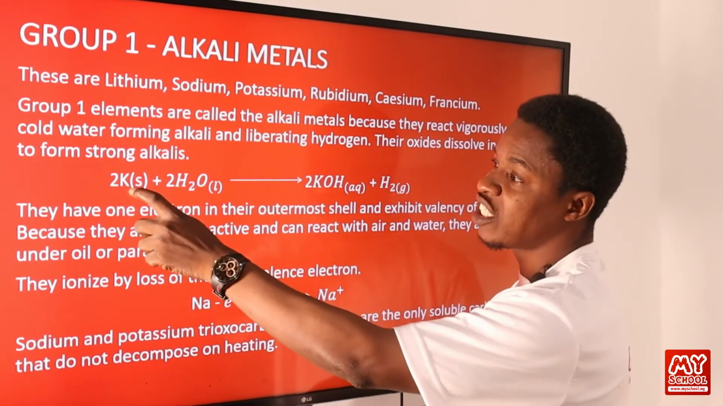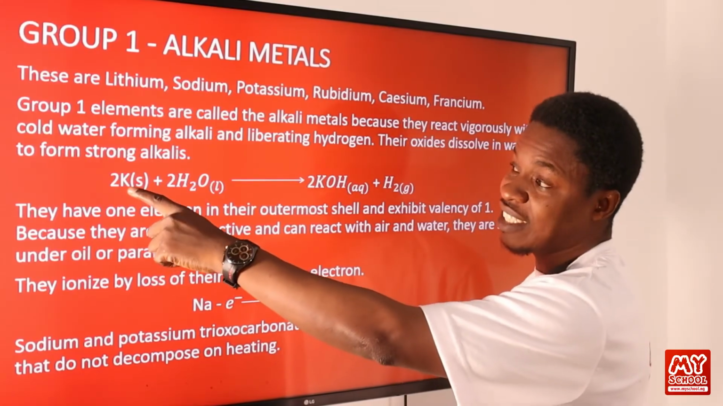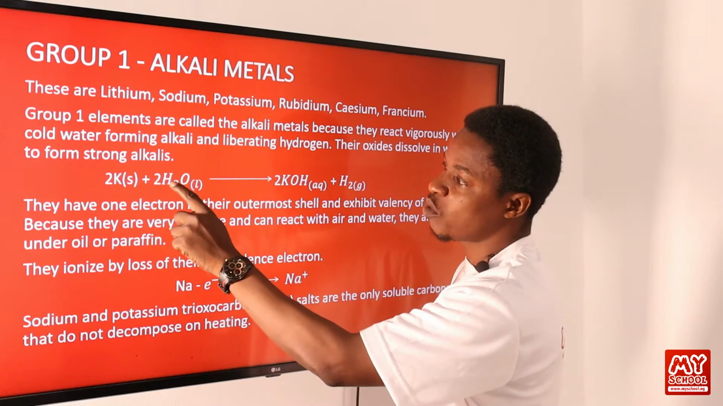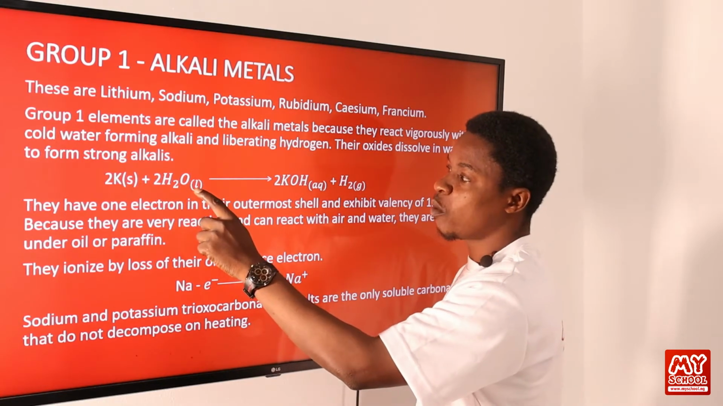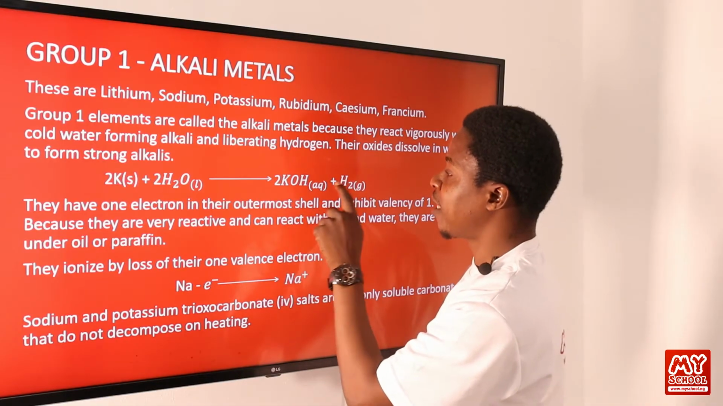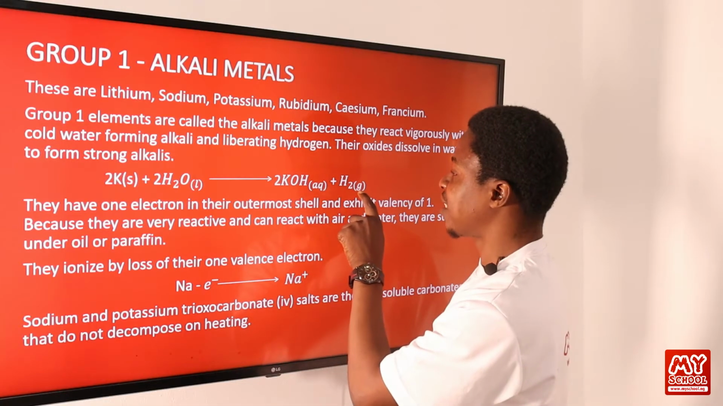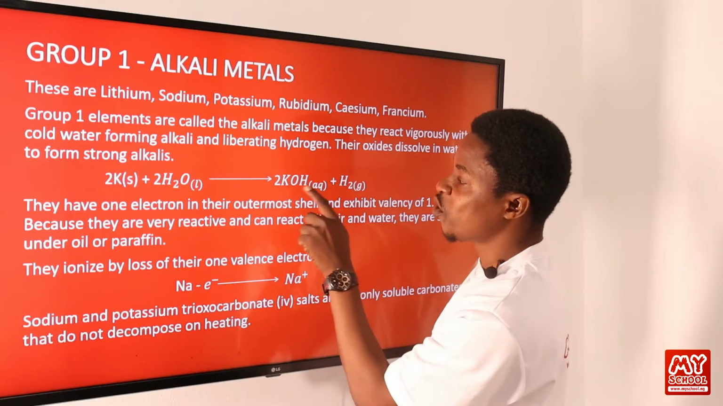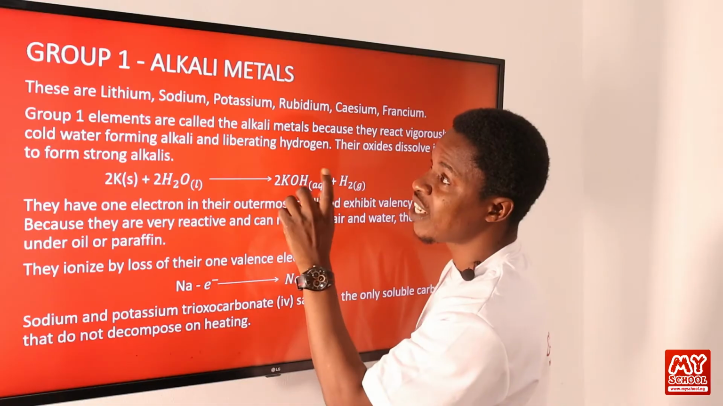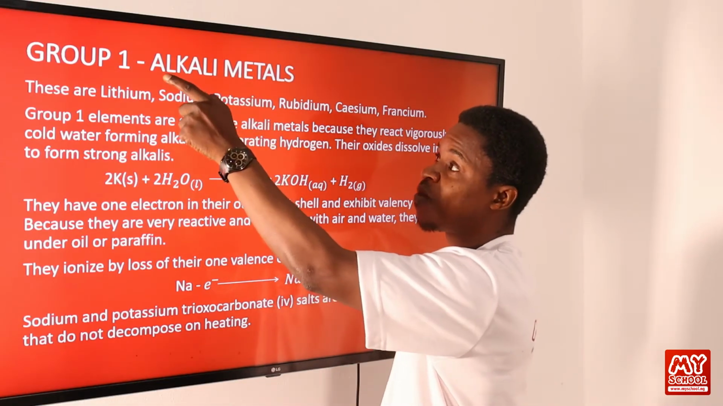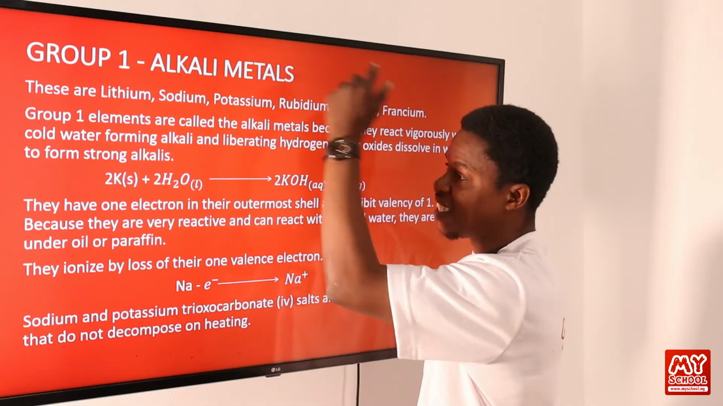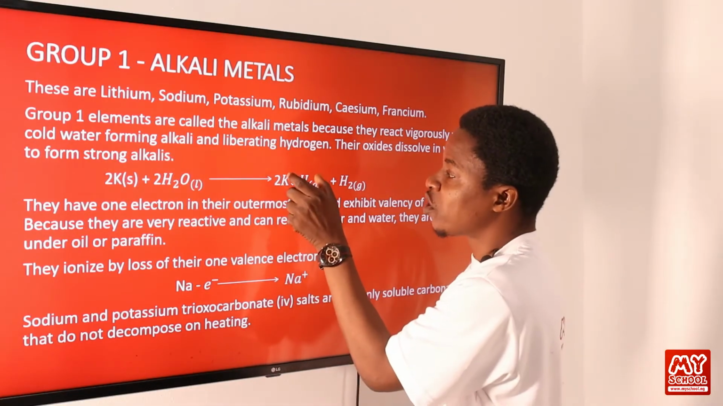Look at the example here. This is potassium, of course, a metal in group 1. Potassium here is reacting with water, liquid water, to give potassium hydroxide, which is an alkali, and to form hydrogen gas. That's gaseous; it is liberated. So we have 2 molecules of potassium hydroxide formed. That is why they are called alkali metals, because when all of these metals react with cold water, they give up hydrogen, and then they produce what? Alkalis.